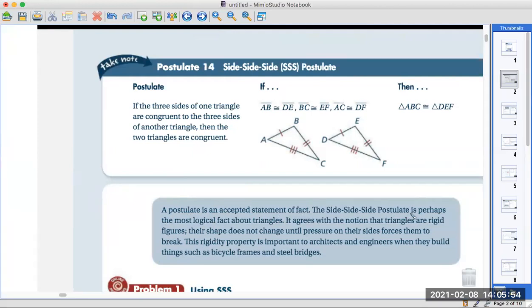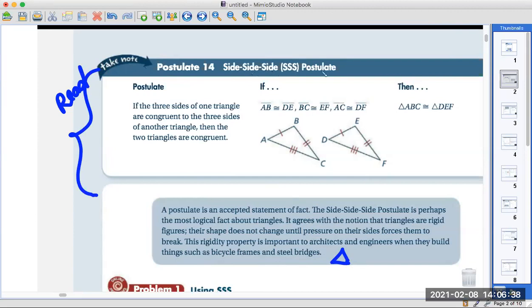The side postulate is perhaps the most logical fact about triangles. It agrees with the notion that triangles are rigid figures, meaning you can't bend them or change them any way once they're put together with three corners meeting, right? Their shape does not change until pressure on their sides forces them to break. This rigidity property is important to architects and engineers when they build things such as bicycle frames and steel bridges. Triangles are rigid. Okay, so let's read this postulate. Again, make yourself some notes to read this again.